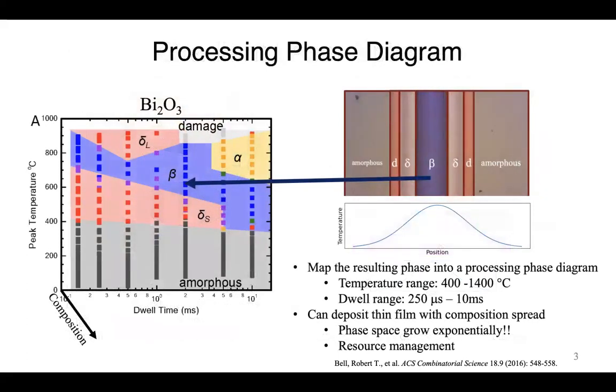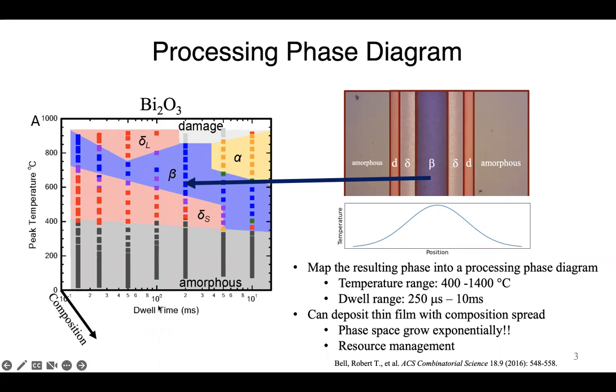After the film has been annealed, we can do a number of characterizations to see what phase has actually formed. Then we can map it into a processing phase diagram, where the x-axis is the dwell time, which is basically how long the material has experienced the peak temperature, which is the y-axis. We work with a temperature range of about 400 to 1400 C, mostly limited by the melting of the silicon, and a dwell range of about 250 microseconds to 10 milliseconds.